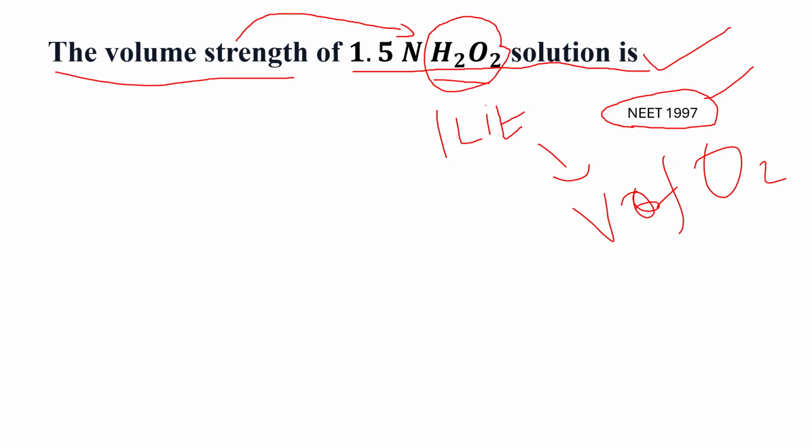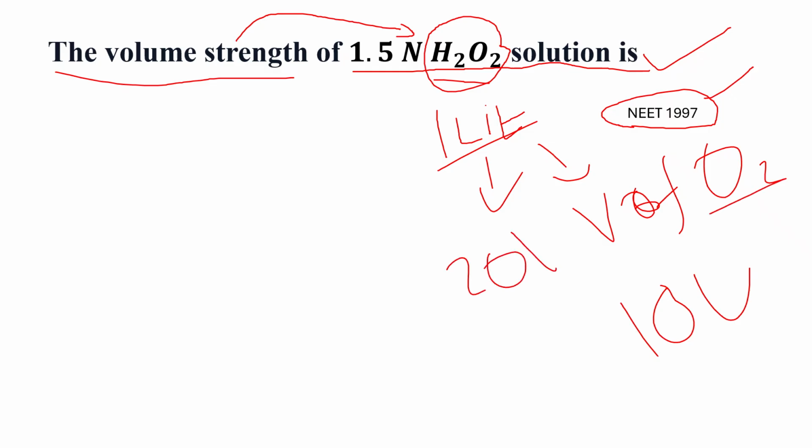If 1 liter of hydrogen peroxide releases 10 liters of O2, it is a 10V solution. If you look at hydrogen peroxide bottles, if 1 liter of hydrogen peroxide releases 20 liters of O2, it is represented as 20V. This is how hydrogen peroxide bottles are labeled commercially. From this, we solve this problem.